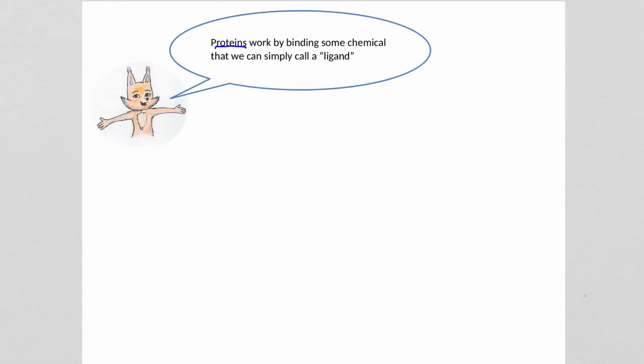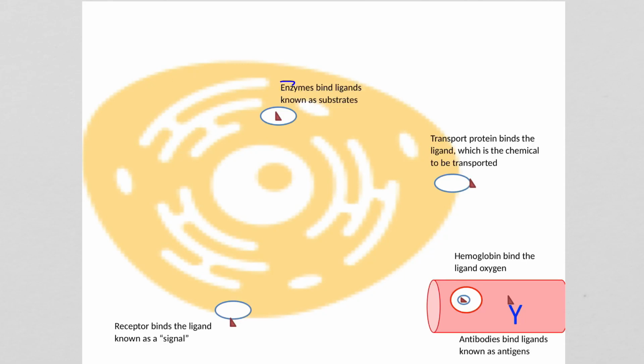Proteins work by binding chemicals that we call ligands. So for example, the proteins known as enzymes that catalyze biochemical reactions bind ligands called substrates. Proteins known as receptors bind ligands known as signals. For example, the insulin receptor binds the ligand insulin. Transport proteins bind the ligand, which is the chemical that needs to be transported across the membrane.